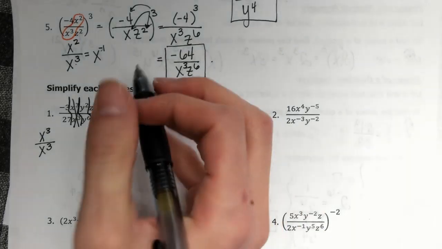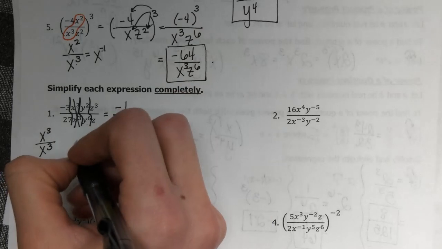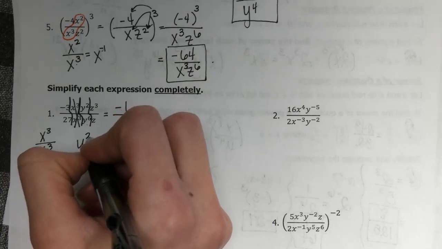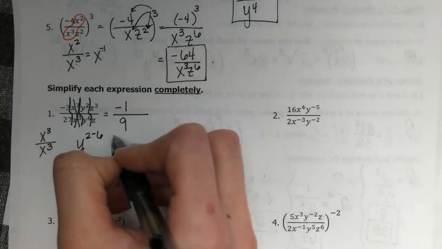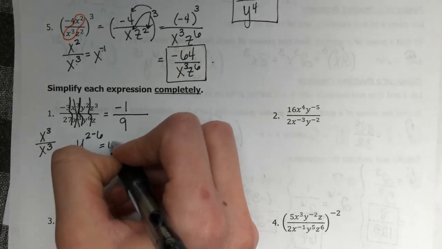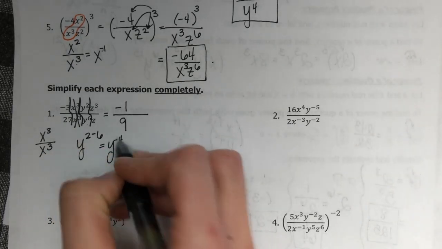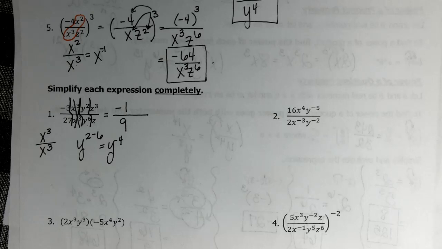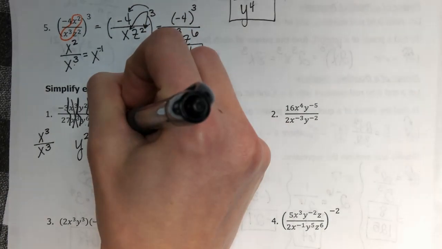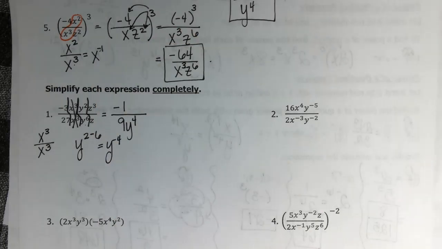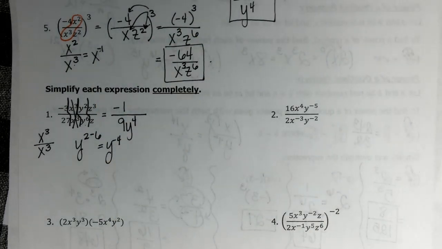Okay? Now I've got y to the 2nd over y to the 6th. So I'm subtracting 2 minus 6. And what does that give me? -4. y to the -4. So where should that really go? It should go on the bottom. It's negative, so it goes on the bottom. It'll be positive on the bottom.